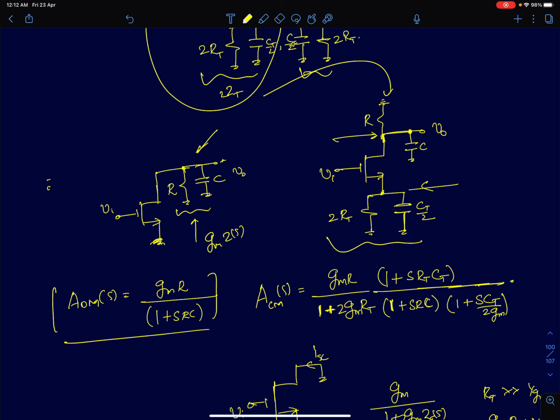So ADM of S is a single pole response. It has one low frequency pole and no zeros in the system. Okay, one pole at 1 by RC and no zeros in the system.